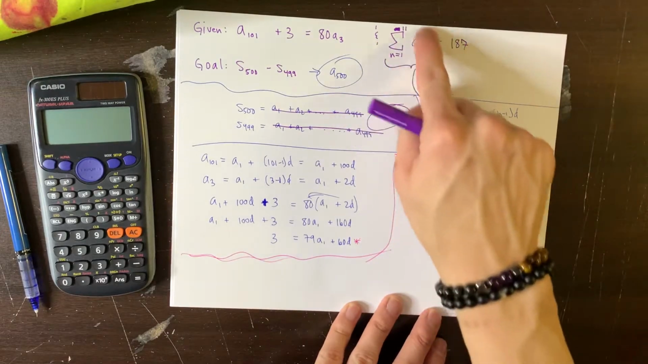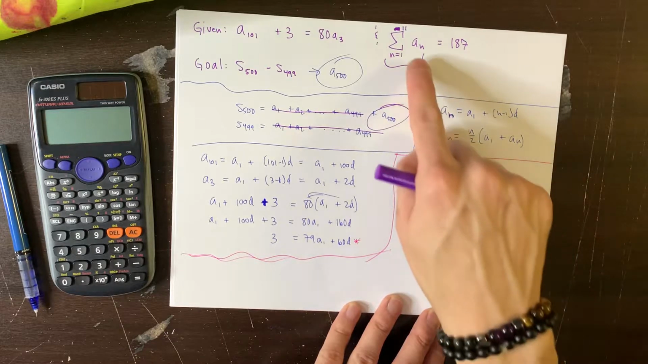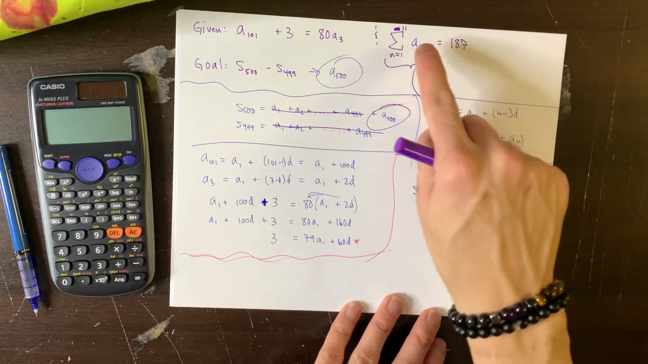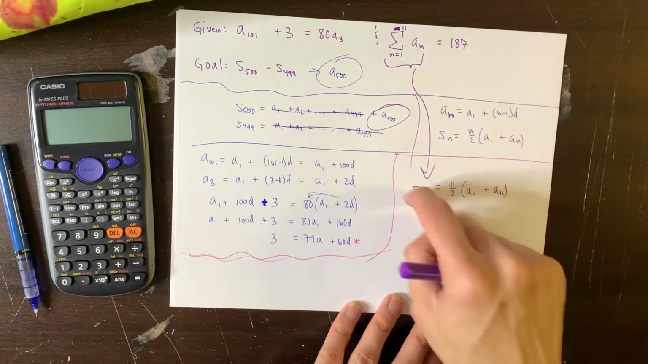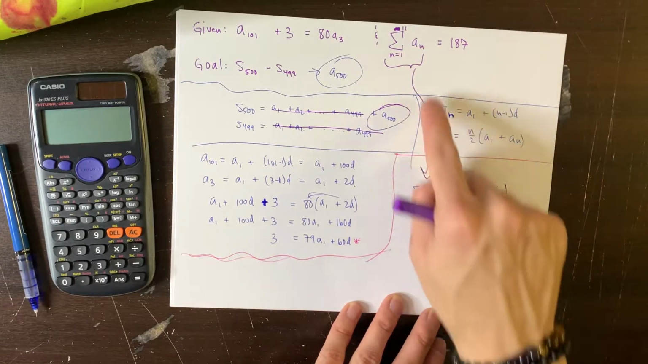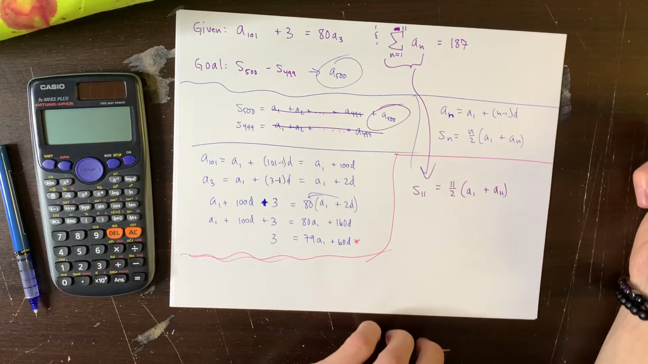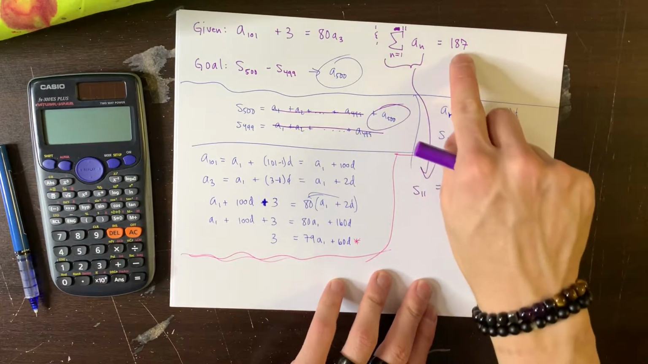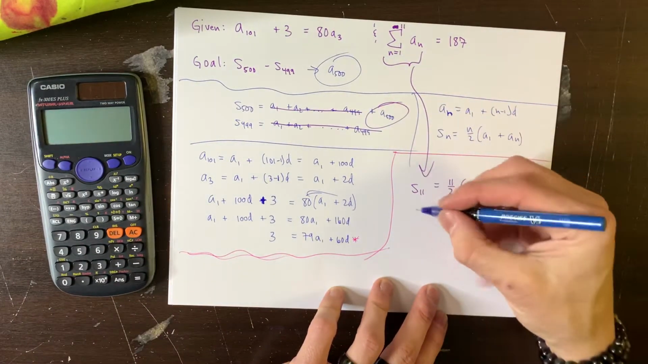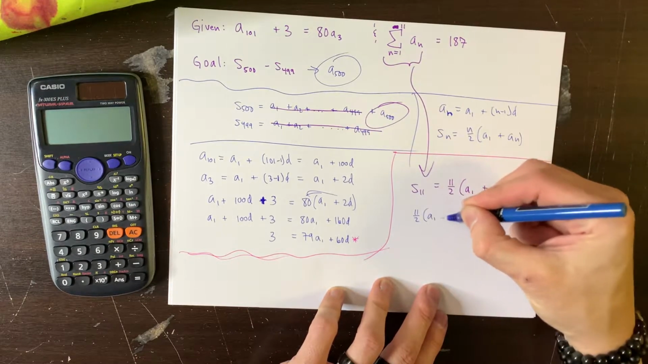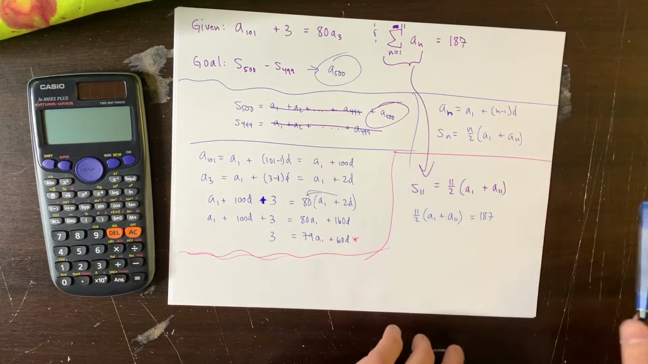That is this, which is that. And since this equals this, which equals that, you see these 4 players? All 4 of these items are the exact same thing. So I can say this equals this equals that, whatever I want. And honestly, I feel like going this equals that. So here's another equation that I'm about to create. This equals that: 11 over 2, A1 plus A11 equals 187.